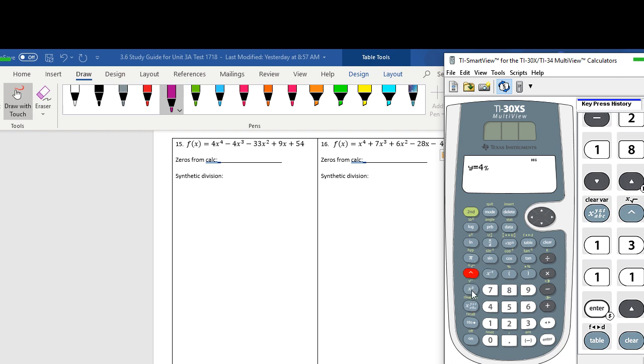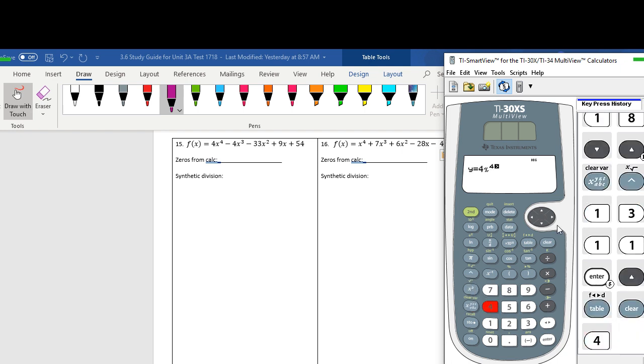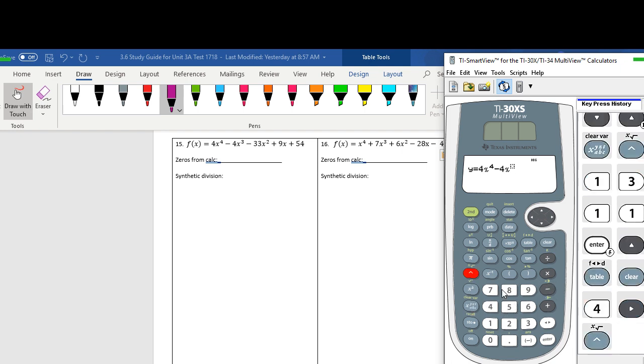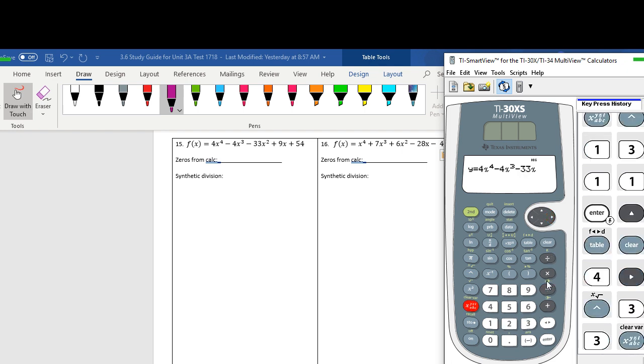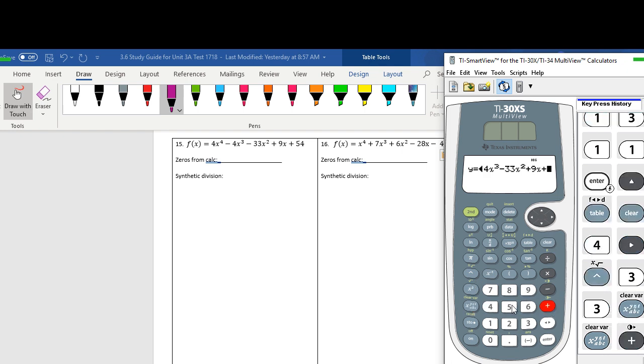So 4x to the fourth minus 4x cubed minus 33x squared plus 9x plus 54. I'm going to try to find all the zeros that I can. So that's all the y values that are 0, my x-intercepts.